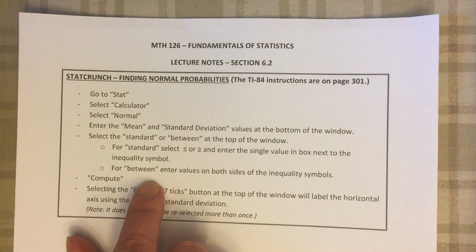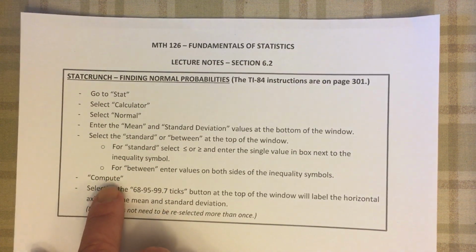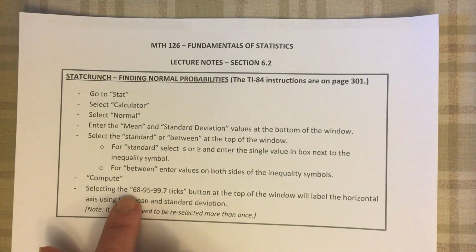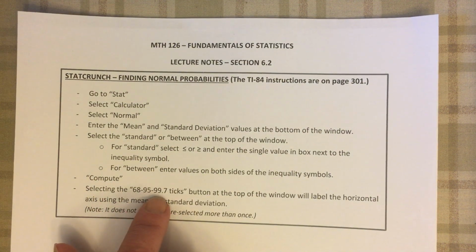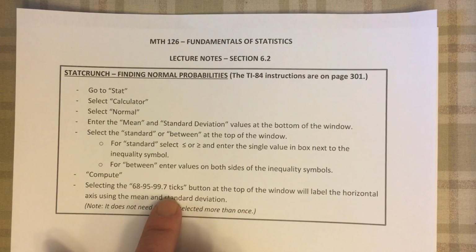So we're going to enter those in. We're going to select Compute. That's going to give us our answer. And then up at the top, there's a button that says 68, 95, 99.7 ticks. That will make our problem labeled exactly like our sketches are.